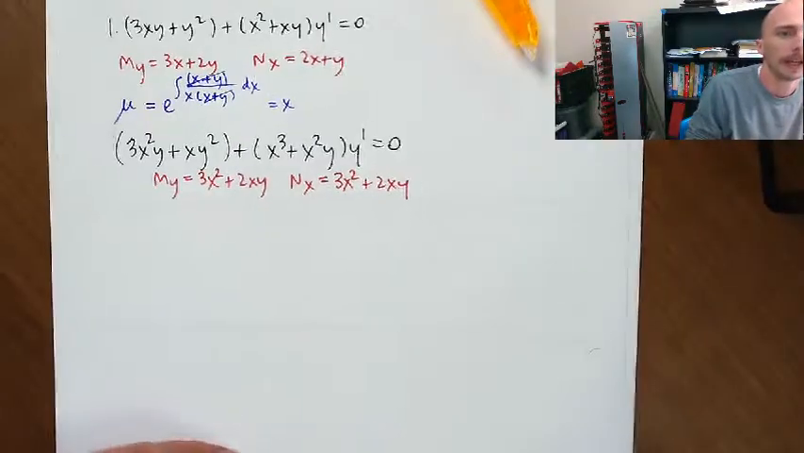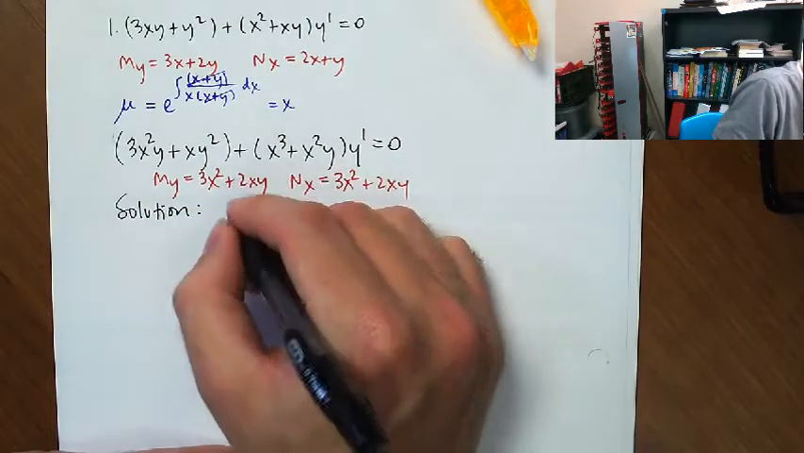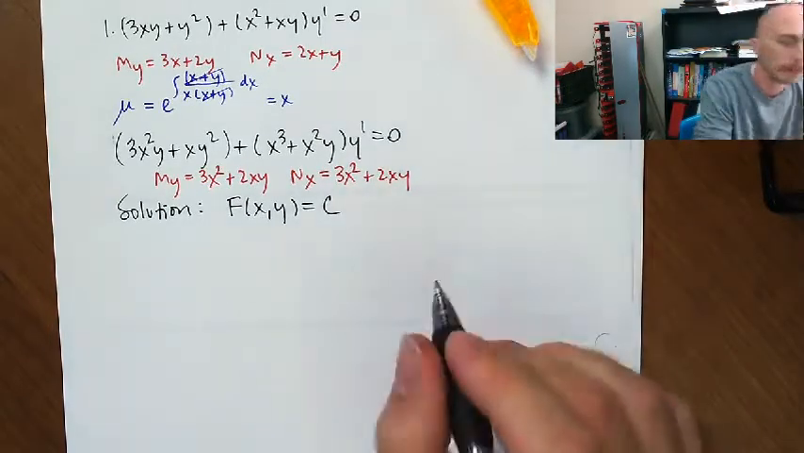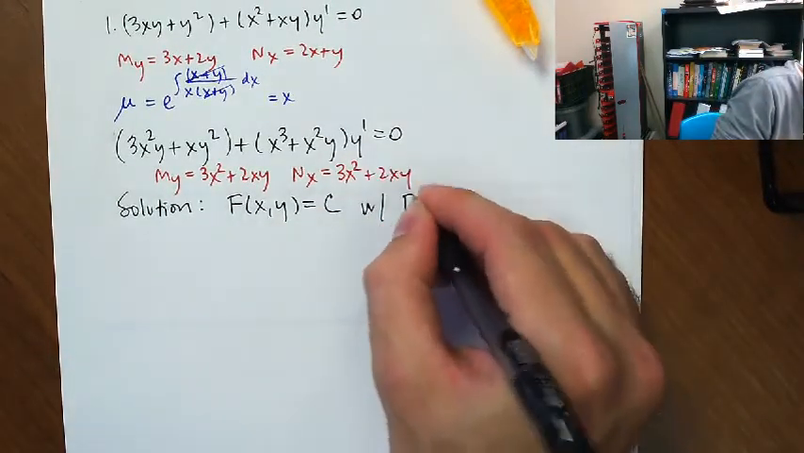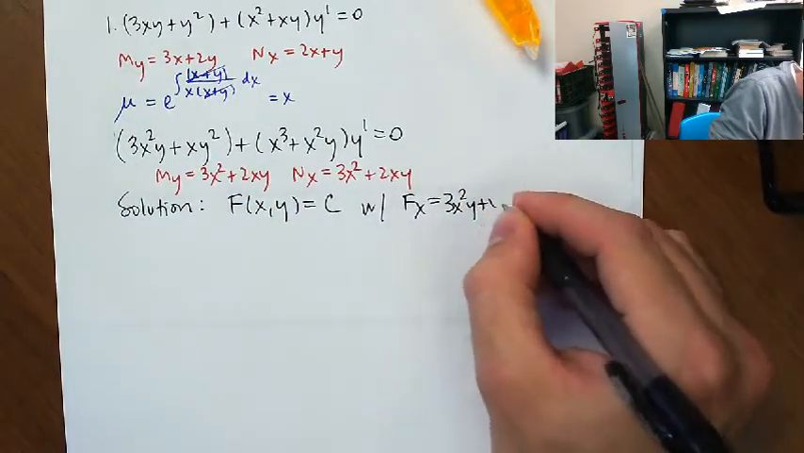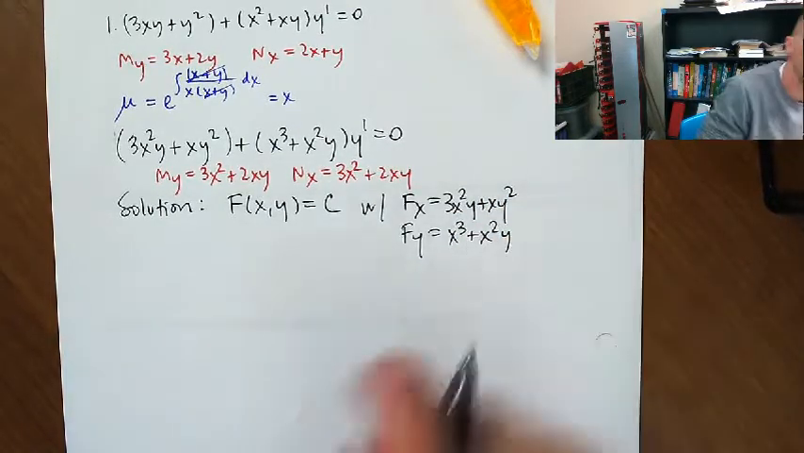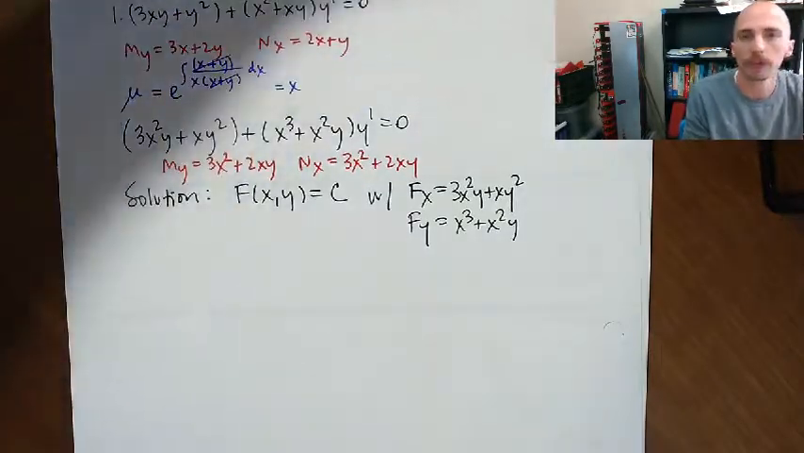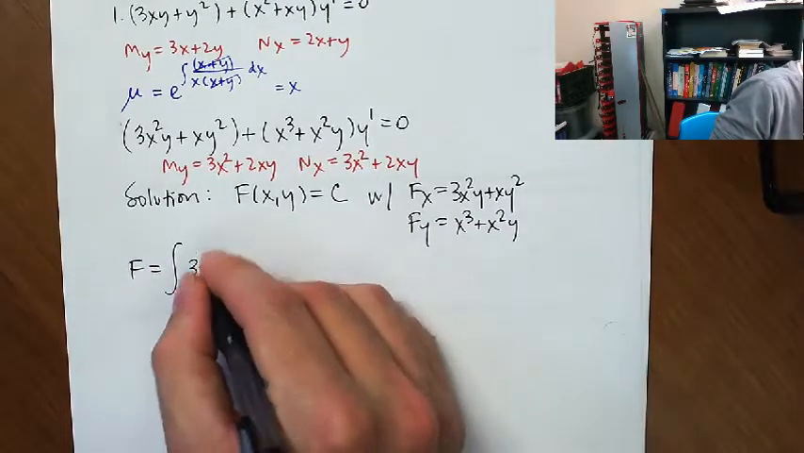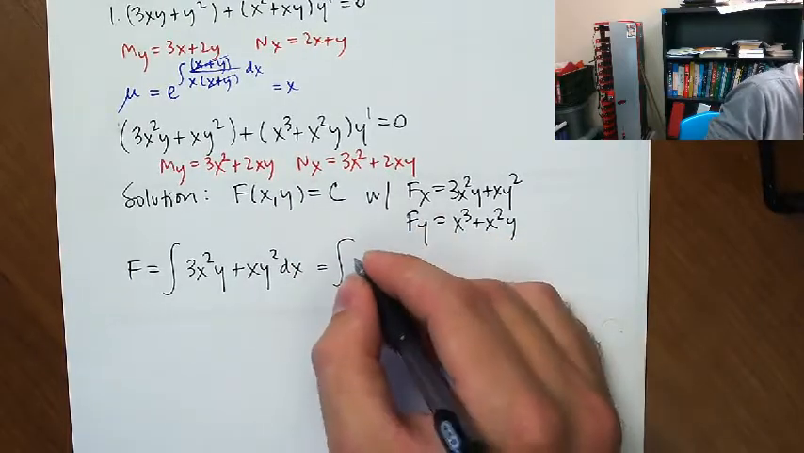I'll zoom out a little bit and say that my general solution, because this is the first one, is some implicitly defined curve f of x and y set equal to c. With f sub x equal to 3x squared y plus x y squared, and f sub y equal to x cubed plus x squared y. Now we're just going to do some anti-differentiation to find out what this f is. So f is going to be an antiderivative of this with respect to x, and it's also going to be an antiderivative of this with respect to y.